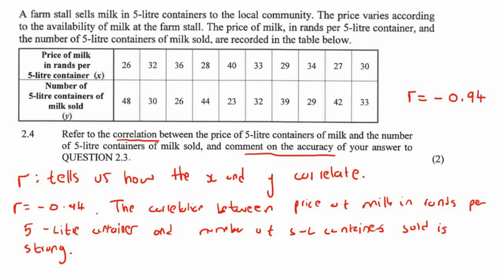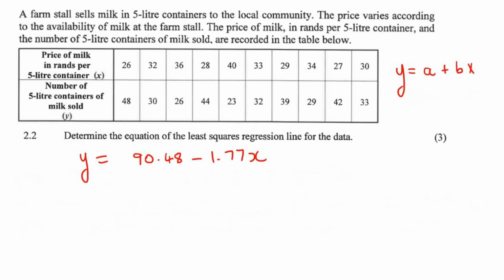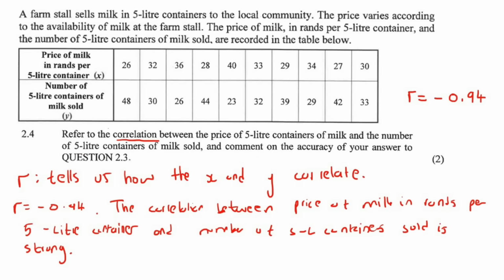So it says comment on the accuracy of your answer in 2.3. So in 2.3 we had to predict what the oh, I see in my previous answer I said Rand, but that answer wasn't meant to say Rand. That answer was just meant to say units. My bad. Okay, so that answer that we got in 2.3 was 23.22. Remember, we got 23.22 units. Now that answer would be very accurate because this number is very close to a 1 or a negative 1.